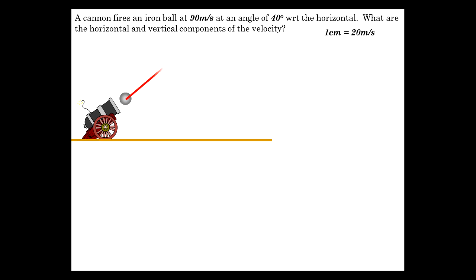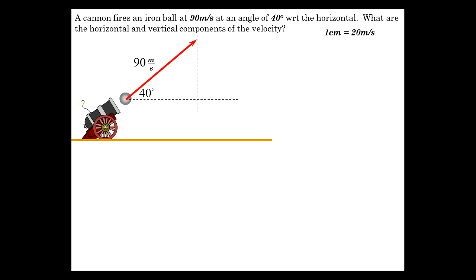Let's use vectors to solve a couple problems with components and Newton's laws, kind of combining a little bit here. So we have a cannon firing a ball at 90 meters per second at an angle of 40 degrees with respect to the horizontal. Let's figure out the horizontal and vertical components of the velocity. Okay, there's the velocity. What are the horizontal and vertical components?